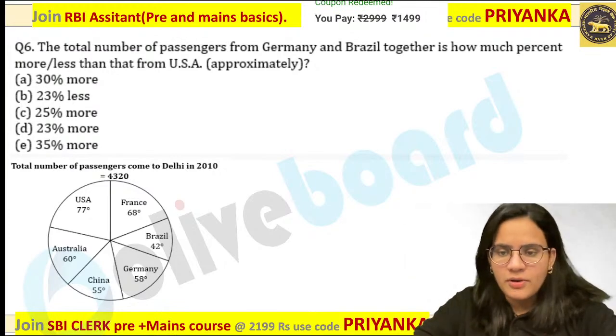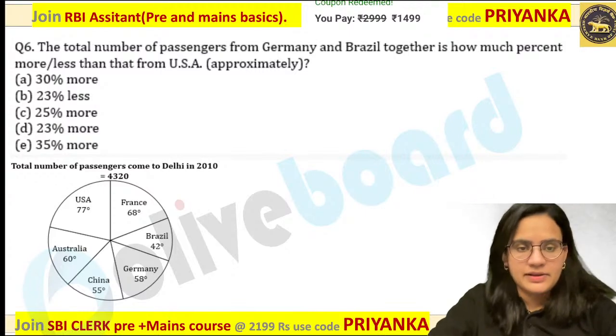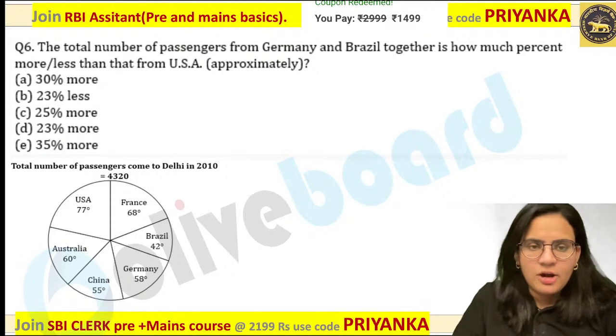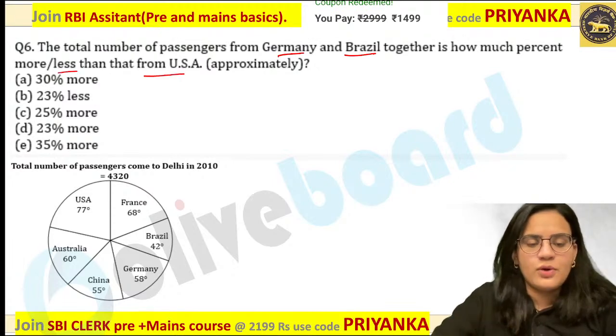So how will you go about this question? Multiple of you are saying 23% more over here. Let us check out how we are going to go about this. Here they have provided the number of passengers from Germany and Brazil together, and how much percent more or less than from USA.